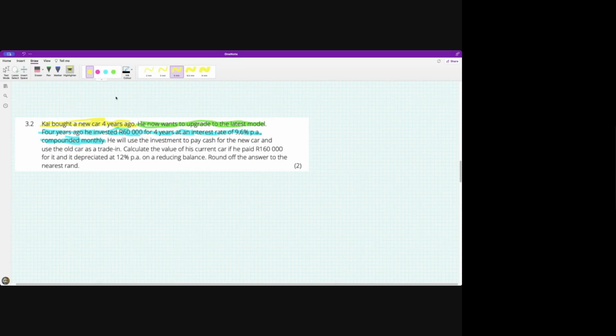Then it says he will use the investment to pay cash for the new car, and he'll use the old car as a trade-in. Okay, calculate the value of his current car if he paid 160,000 Rand for it and it depreciated. Calculate the value of his current car. Whoa, there's a lot going on here.